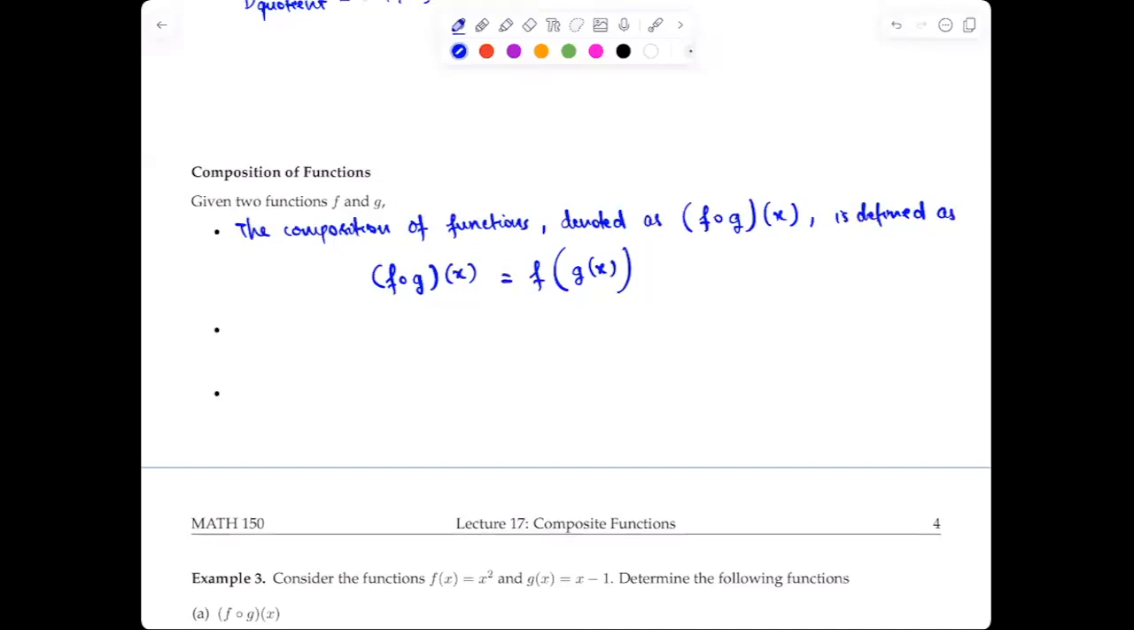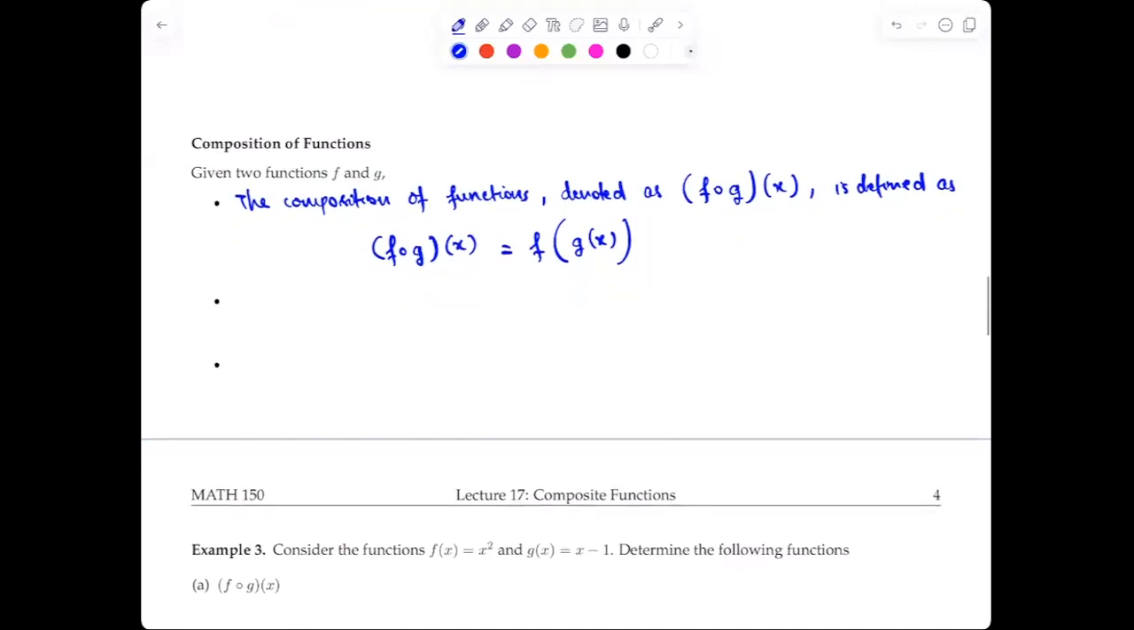So this is called a composite function or composition of functions. In a composite function, it really matters the order in which you write f and g. Very important. In this case, g of x is called the inside function, and f is called the outside function.